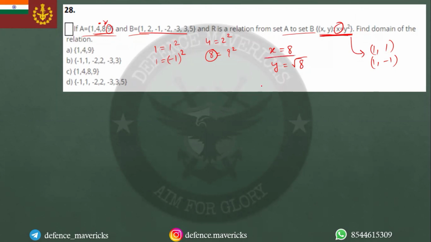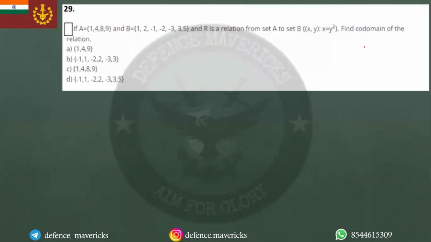So by the way, coming back to this, x equal to 8 not possible. Then x equal to 9, this is again possible. So 1, 4, 9 is the possible values of x, which is the domain. So now they are asking what is the codomain. So as I have told, codomain is the entire set on which the mapping is happening. So यहाँ पे from set A to set B है. So your entire set B is the codomain.